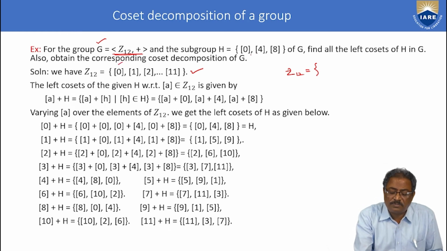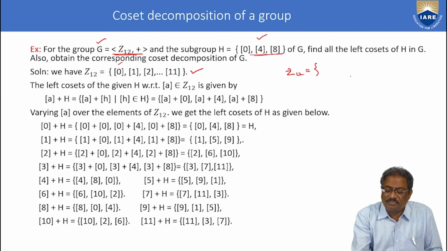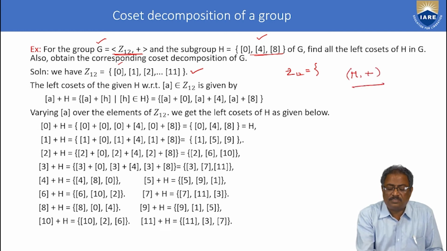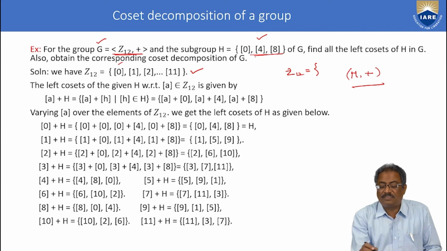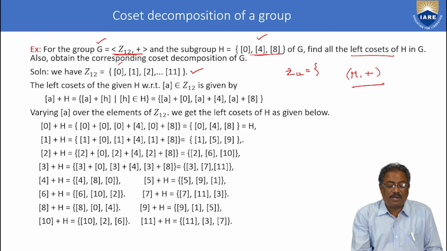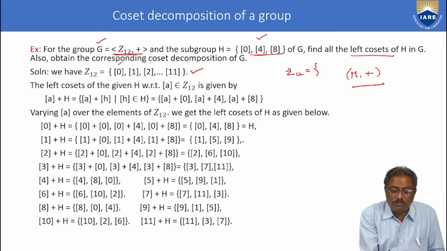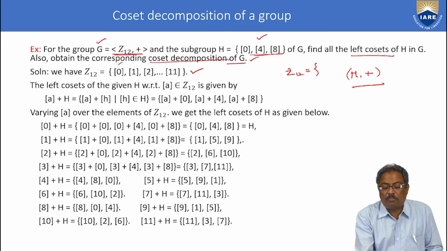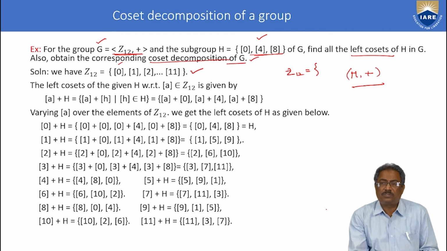And now the subset we have to consider is this. This is also a subgroup under addition. So I am taking this as the group and this as the subgroup. Now find all the left cosets and obtain the corresponding coset decomposition on H. Okay, obtain all the left cosets.